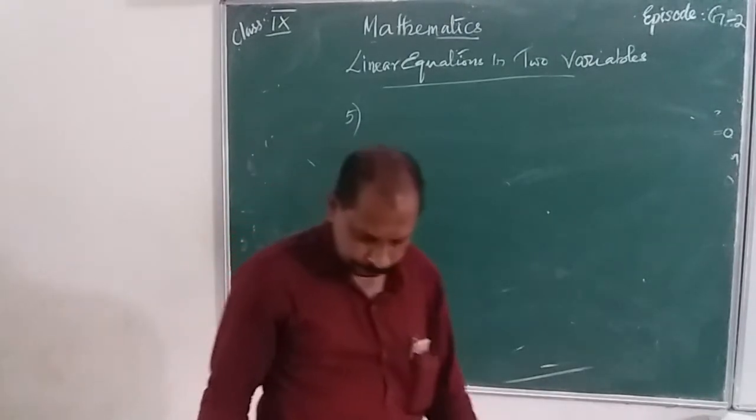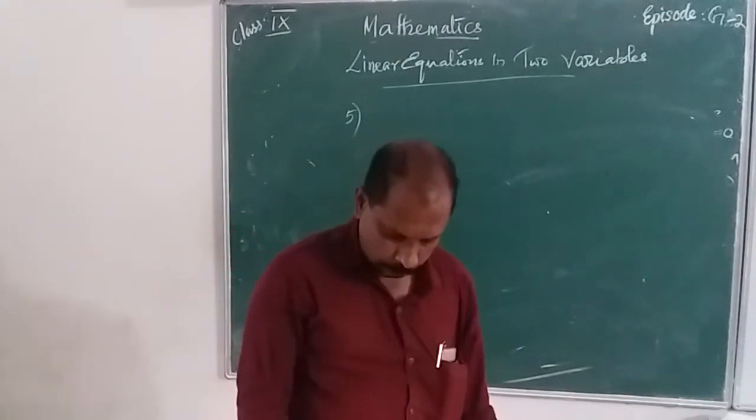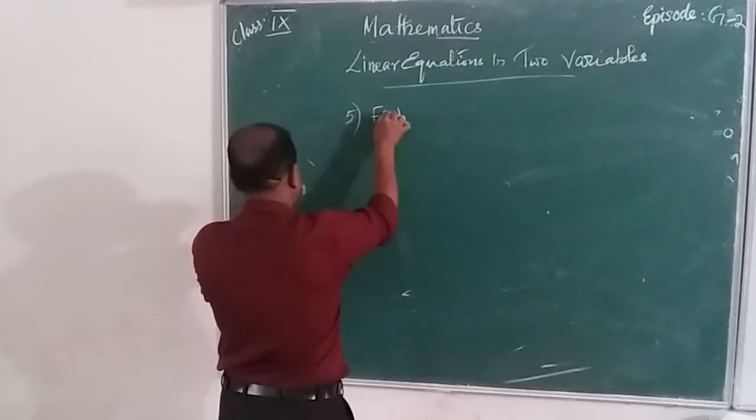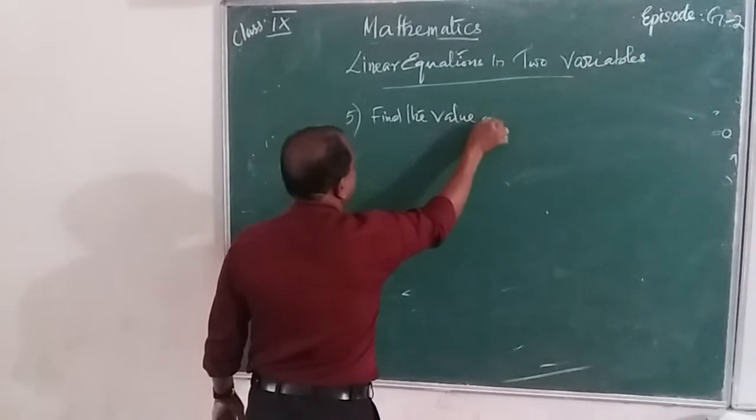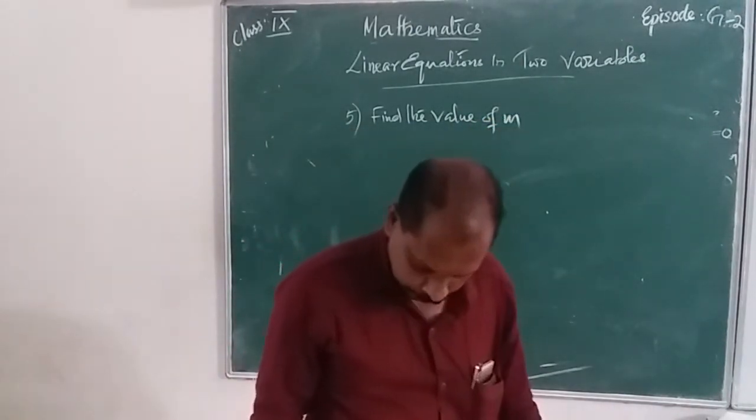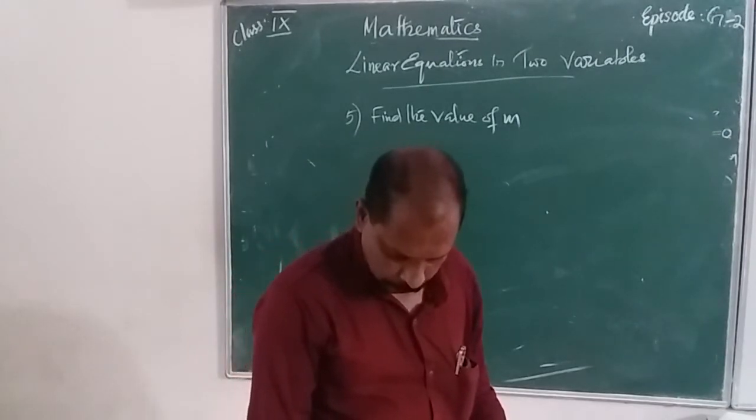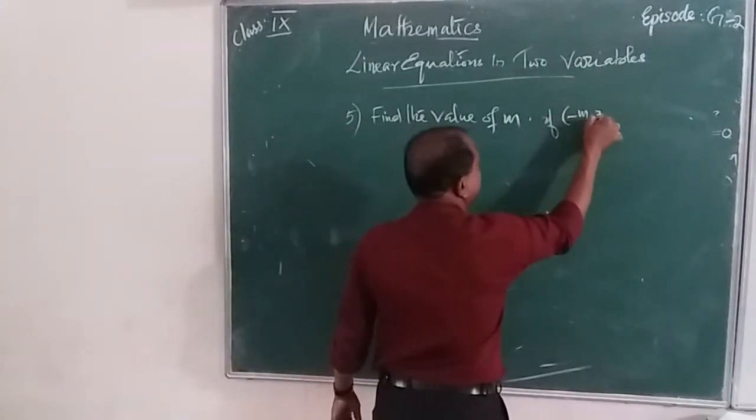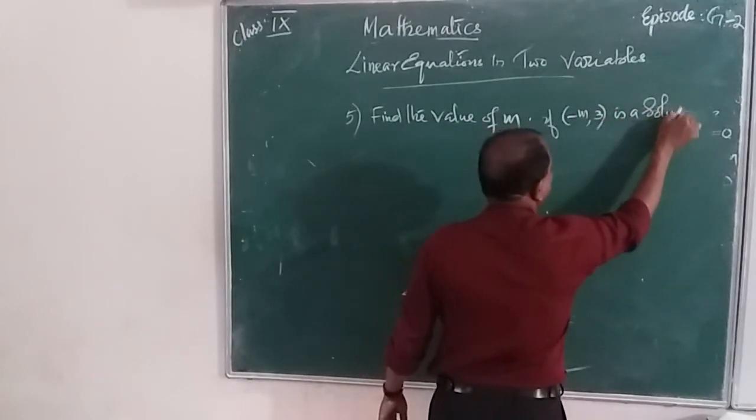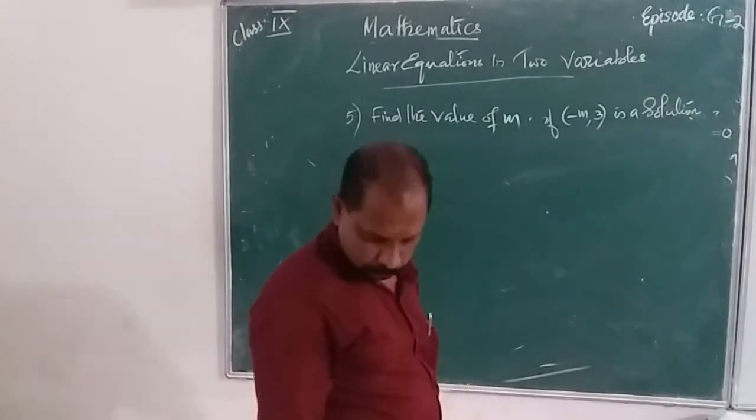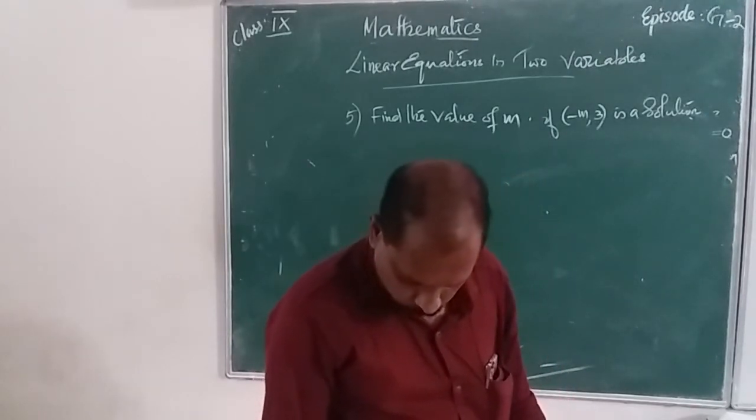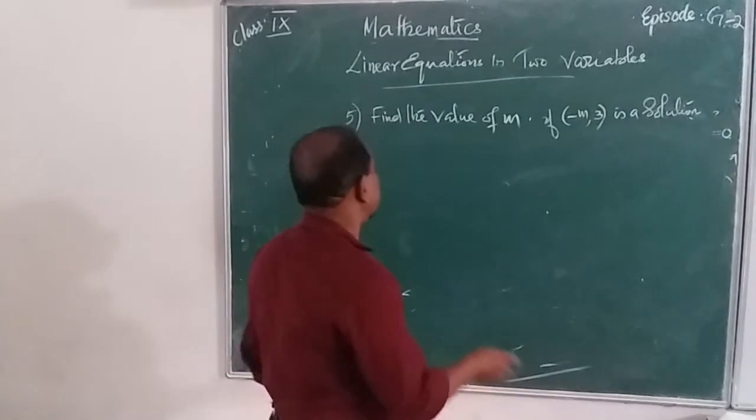Then question number 5. Find the value of m if (minus m, 3) is a solution of 4x plus 9y minus 3 is equal to 0.